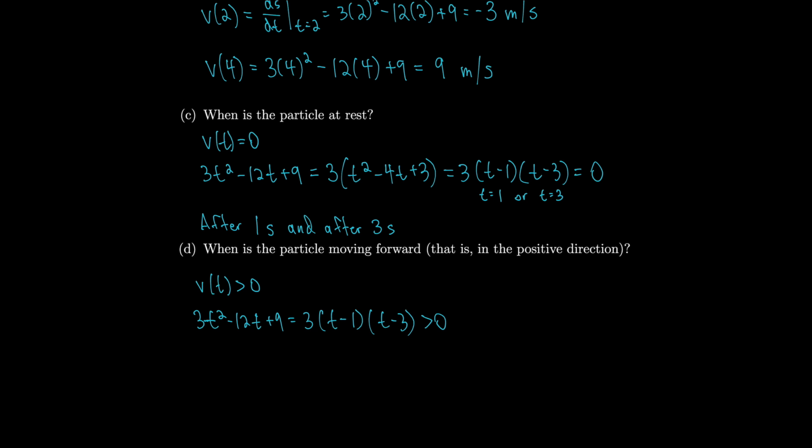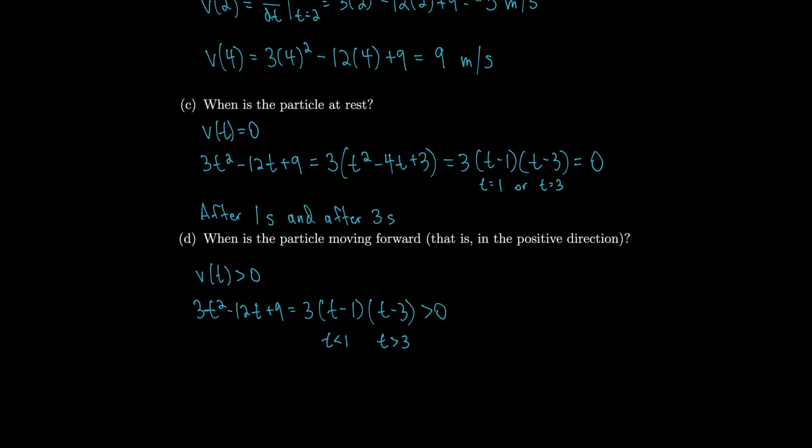So in order to make both of these terms negative, t would have to be smaller than 1. Because in that case, we're subtracting more than we have over here, and we're subtracting more than we have over here, so both of these terms would be negative. In order to make both positive, we would have to have more than we're subtracting for both terms, so that means t would have to be bigger than 3. So the particle is moving forward when t is less than 1, and when t is bigger than 3.